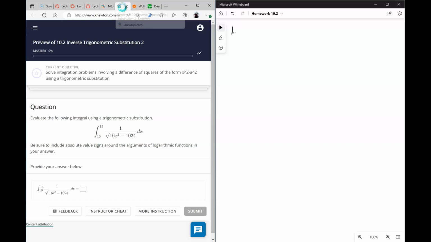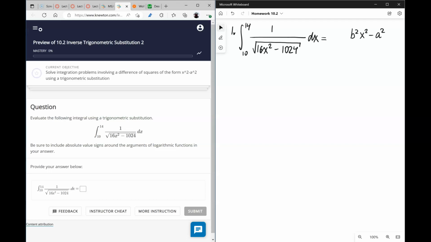The first problem is a definite integral, and we have limits from 10 to 14, 1 over the square root of 16x squared minus 1024 dx. Now the pattern that we explore here is the following. We have b squared x squared minus a squared, and we have 4 squared x squared minus 32 squared. And therefore, recognizing this pattern, we are going to try this substitution.